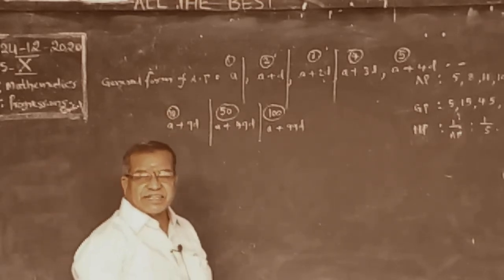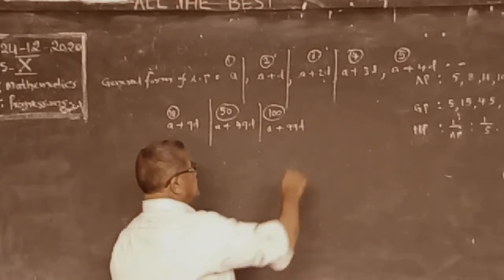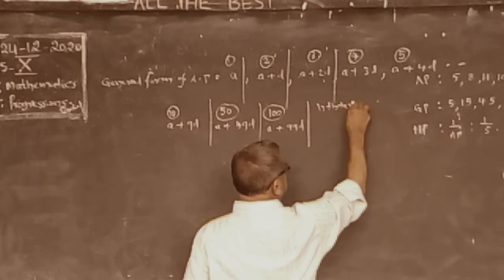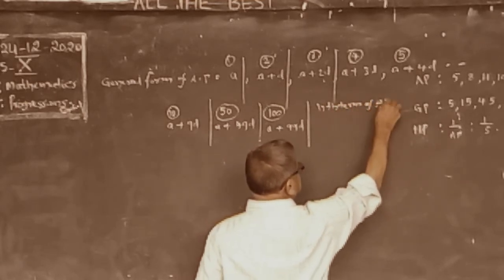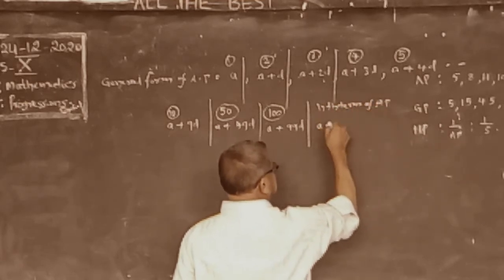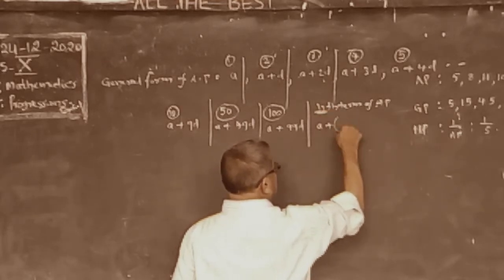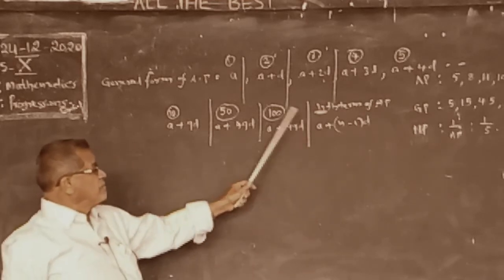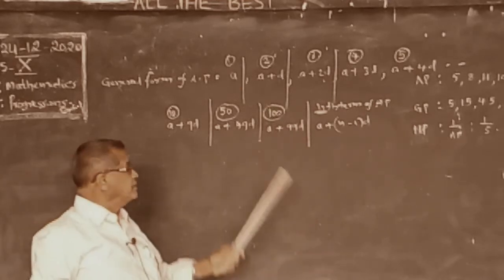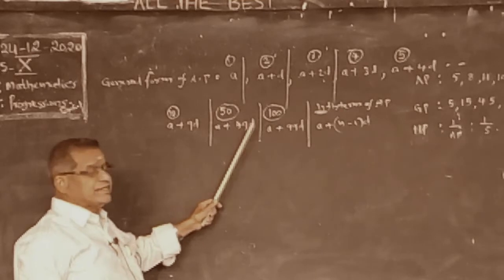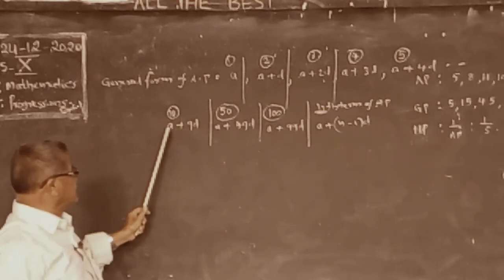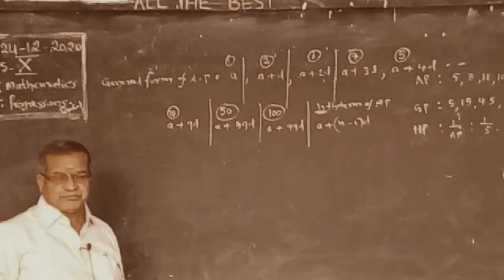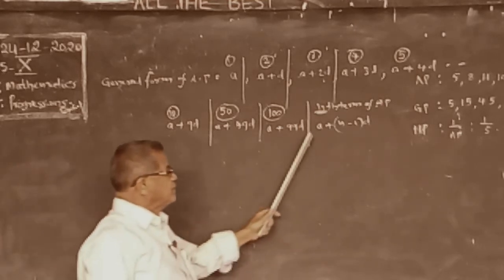Common difference is added to the preceding term. Similarly, the nth term of AP is a plus n minus 1 times d. 100 minus 1, 99. 50 minus 1, 49. 10th term, 10 minus 1. Nth term, n minus 1. a plus n minus 1 times d.